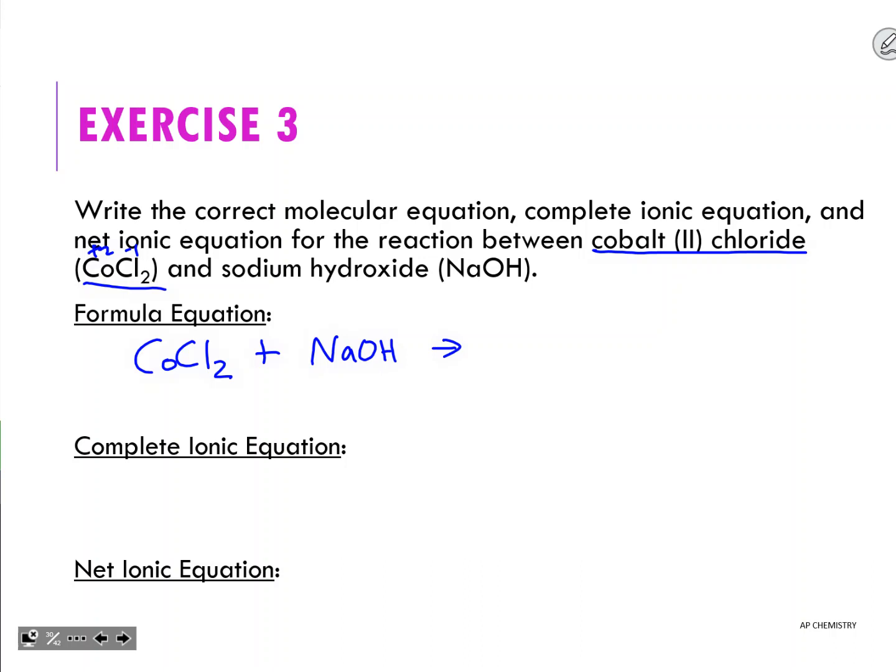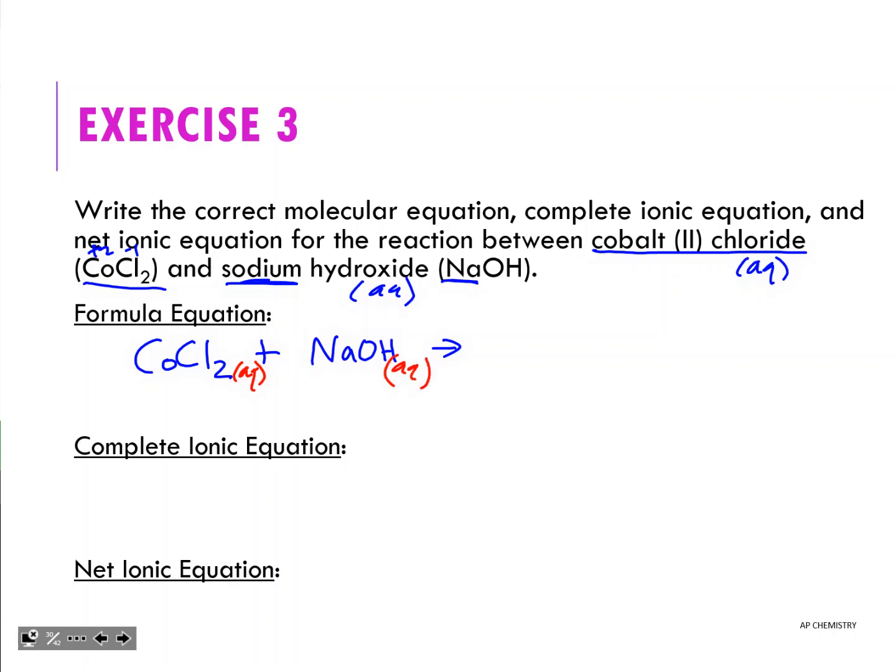And if you look on your solubility rules, you'll notice that this one would be aq because chlorides are generally soluble except for silver, mercury, lead. Cobalt's not one of those. And sodium hydroxide, anything with sodium is always what? Soluble. So this would also be aq. So you can denote that. Put an aq here, aq here.